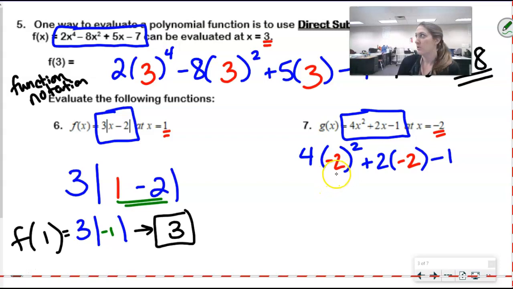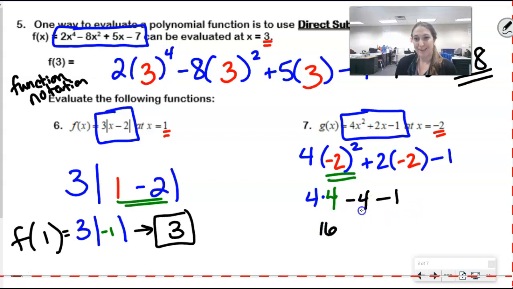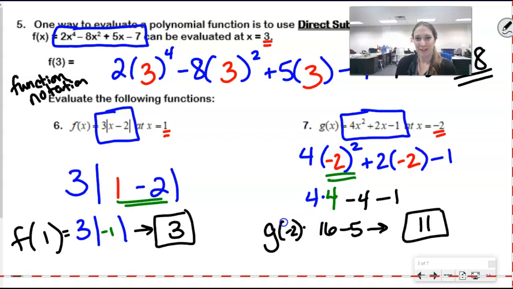Order of operations says I would do exponents first. So negative 2 squared, remember we're squaring the negative as well, so that's really a positive 4. So this problem now says 4 times positive 4, and then 2 times negative 2 would be a minus 4, and then minus 1. I should be able to do this. I'm a math teacher. All right, 16 minus 5, better known as 11. So when I took function g, this was called g this time, and I evaluated at negative 2, I got an answer of 11 out.